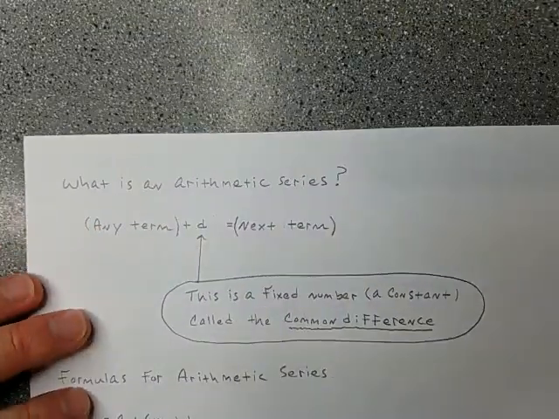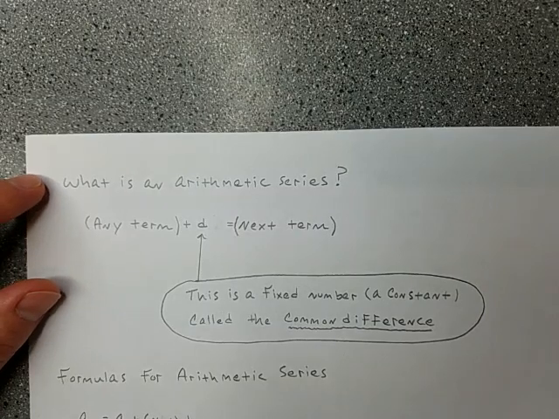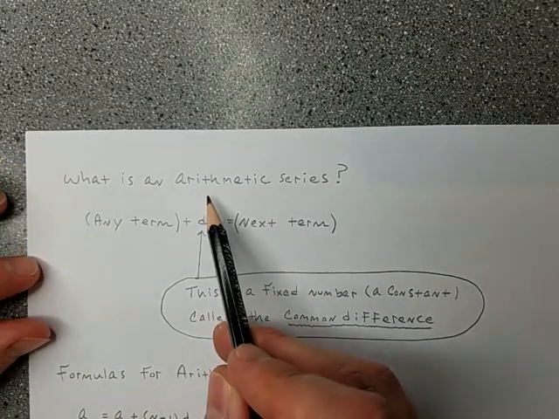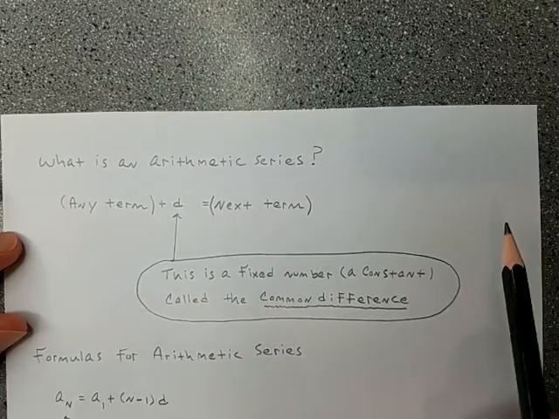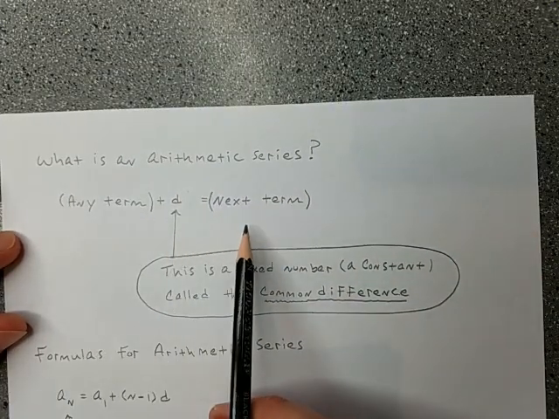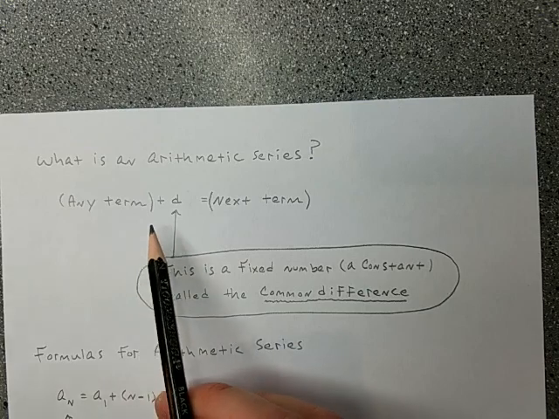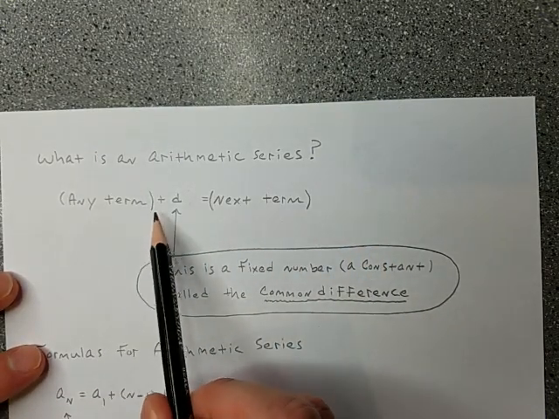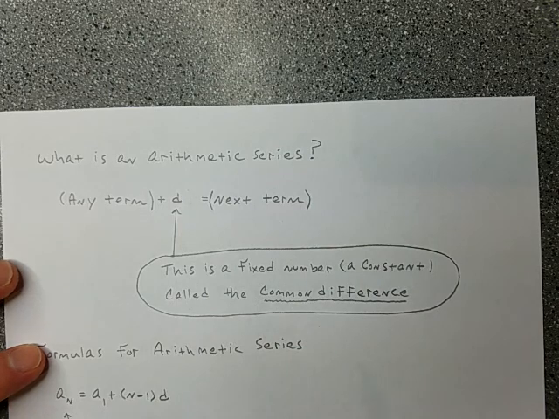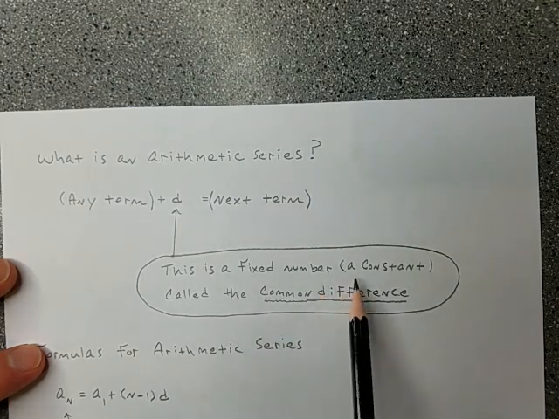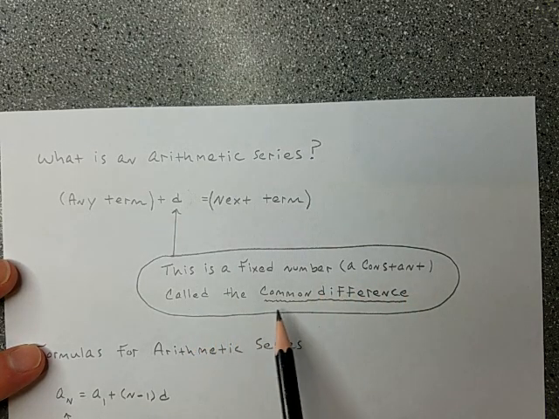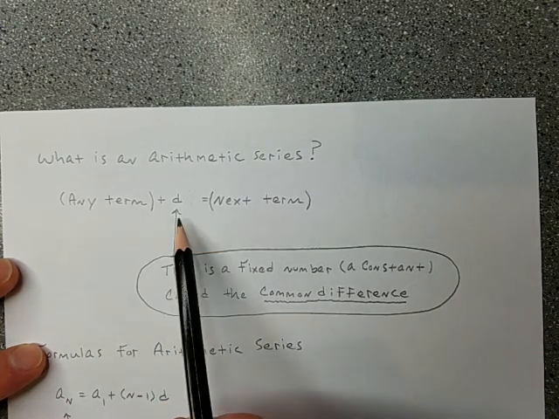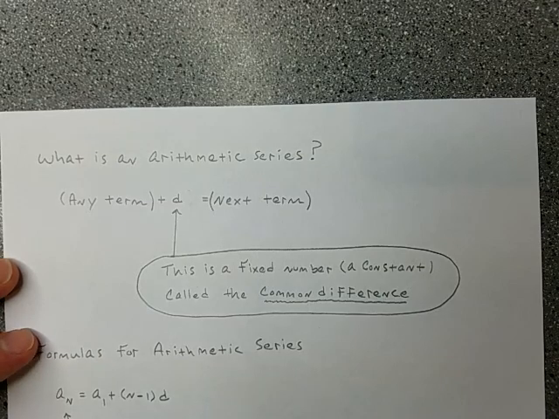Okay, so let's talk about maybe some series that have specific patterns to them. Like there's this thing called an arithmetic series. And it has a very simple pattern. It should be easy for you to identify when you see it. The pattern is that any term of the series plus some number d, where d is a fixed number, a constant, will get you the next term. It's also called the common difference for the series.